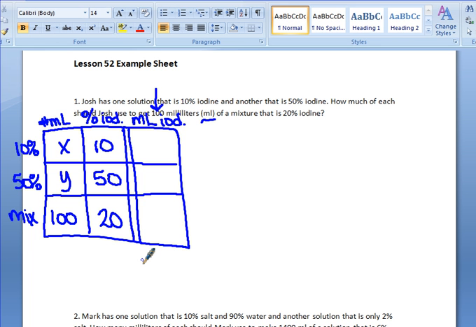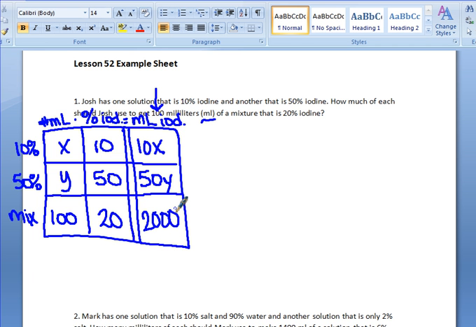All right, now in our equation, it's number of milliliters times iodine equals units of iodine. So we're going to multiply the two sections to equal a total over here. So X times 10 is 10X. Y times 50 is 50Y. And 100 times 20 is 2,000. Okay, so we've completed our chart.